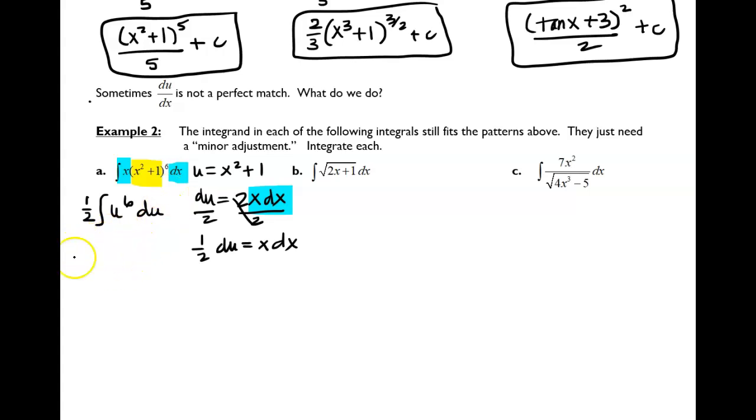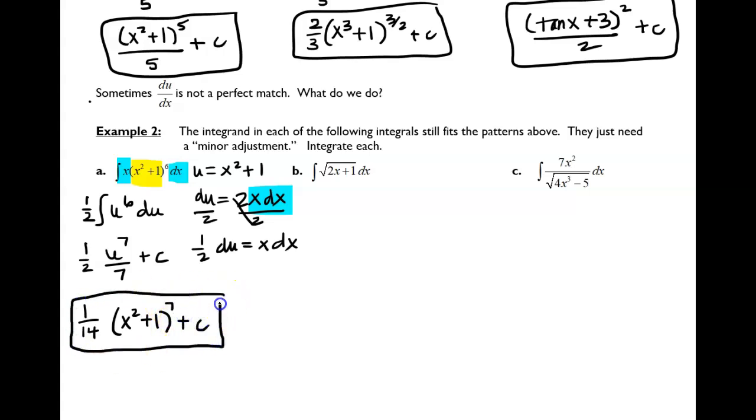And now I can take my antiderivative like normal. So 1/2 u to the 7th over 7 plus c. So when I rewrite this, I could rewrite it as 1 over 14 (x squared plus 1) to the 7th plus c. So again, we just compensated there. As long as our du is different only by a constant, we can do that.